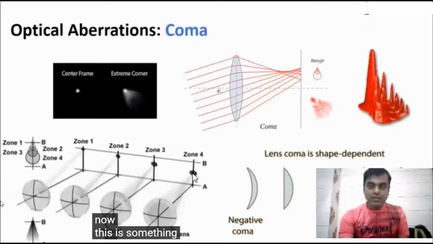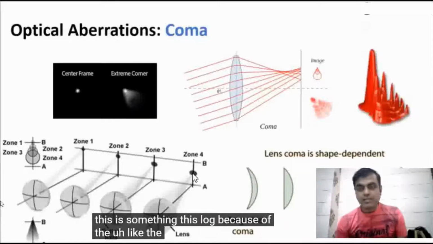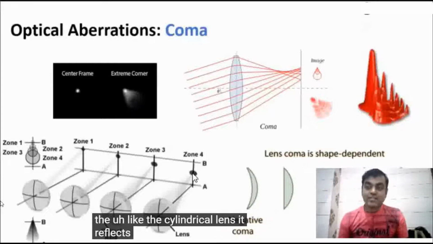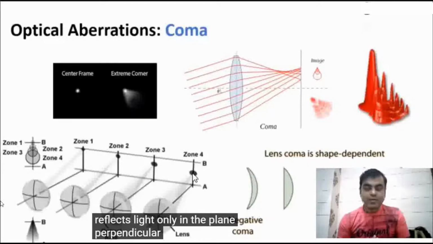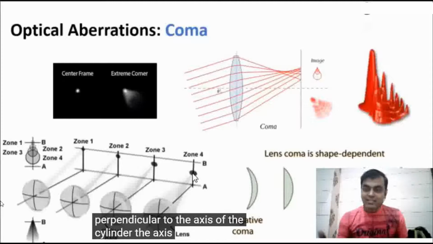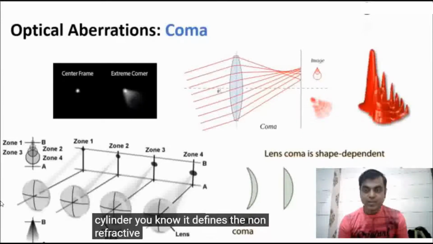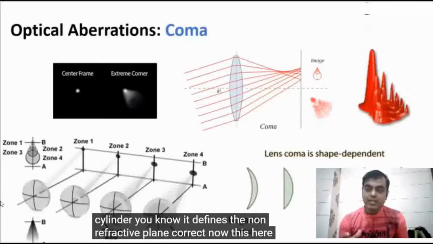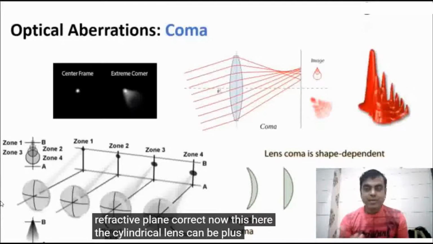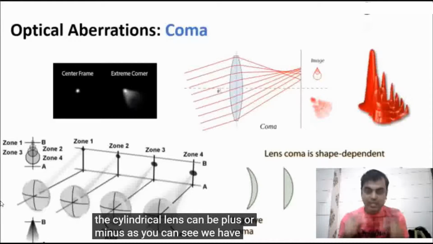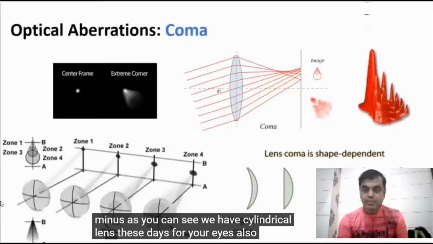This happens because of the cylindrical lens, which refracts light only in the plane perpendicular to the axis of the cylinder. The axis of the cylinder defines the non-refractive plane, correct? Now the cylindrical lens can be plus or minus. As you can see, we have cylindrical lenses these days for your eyes also.